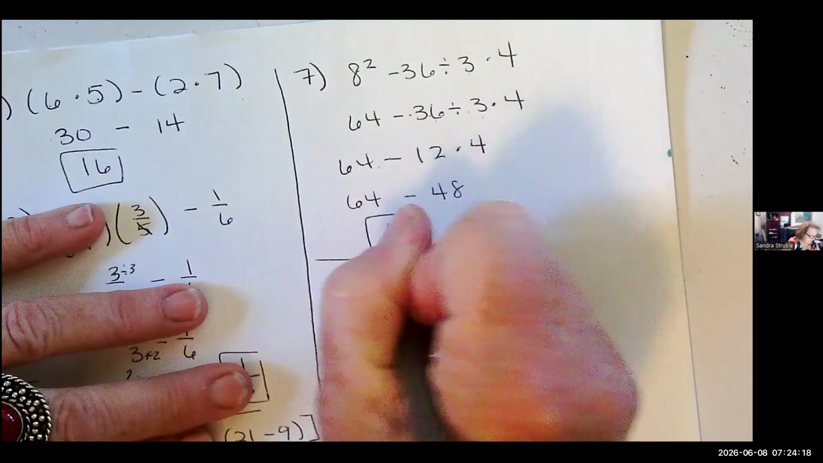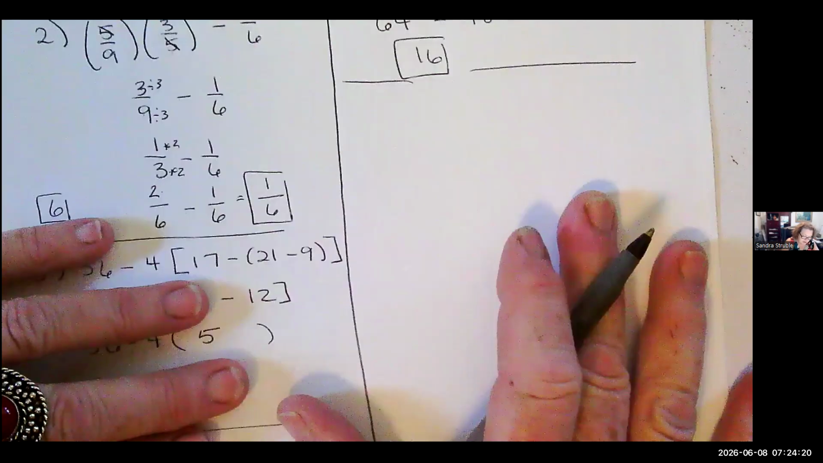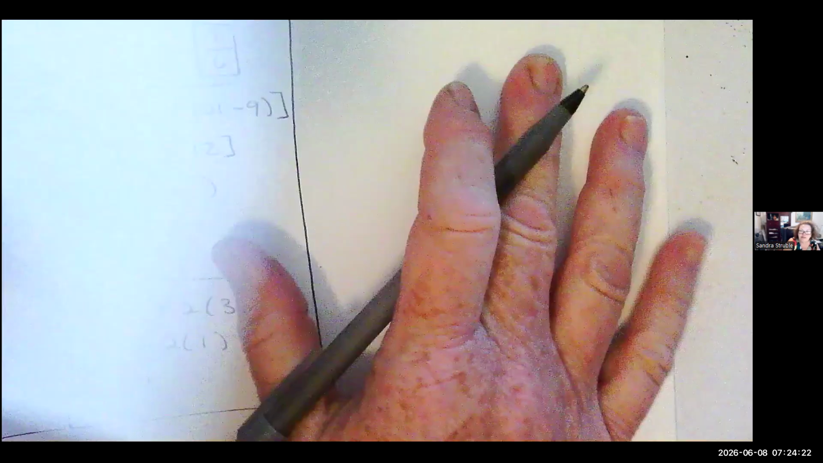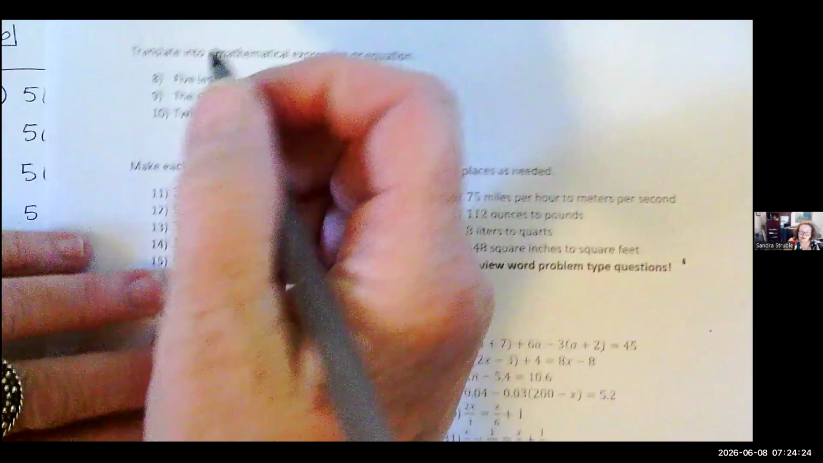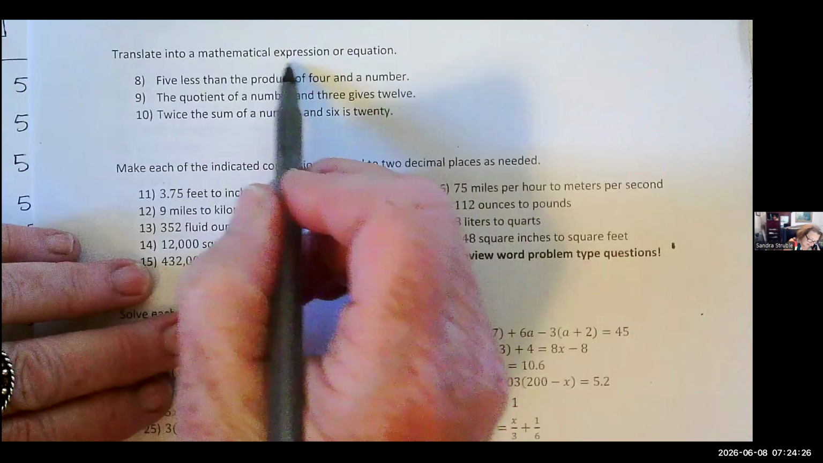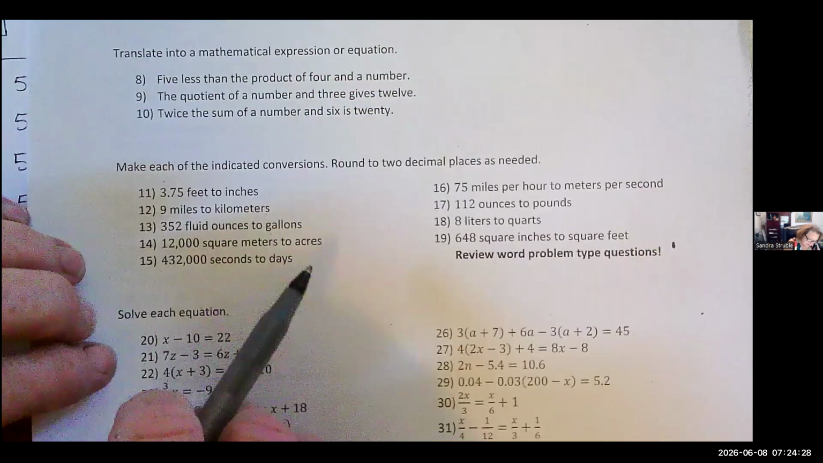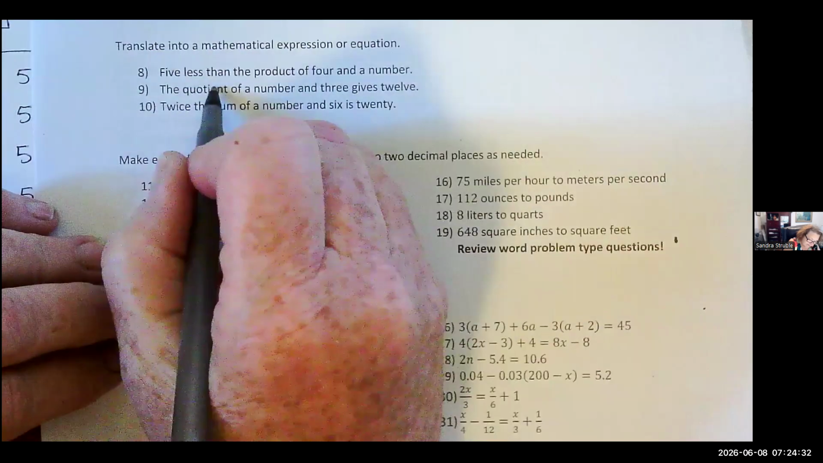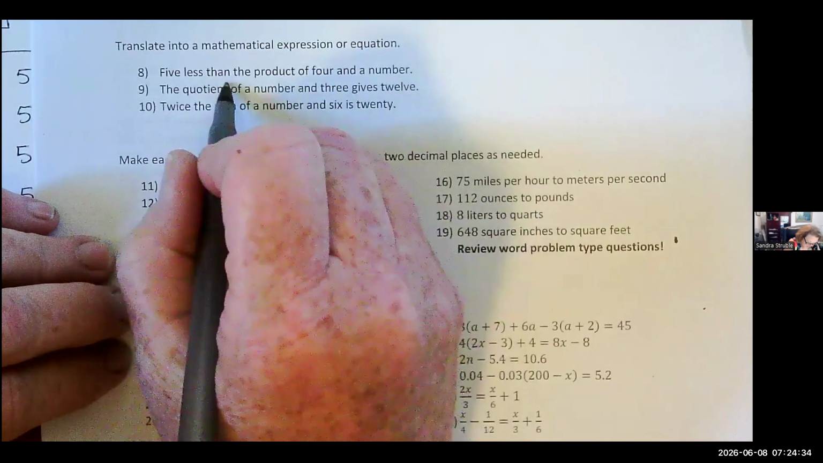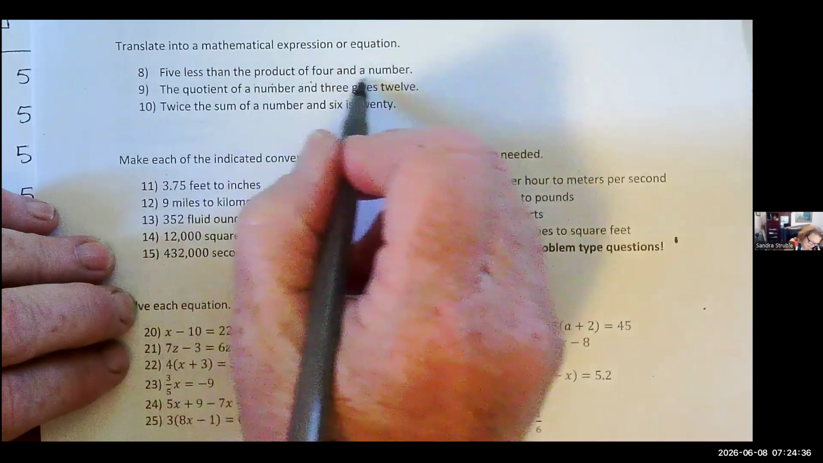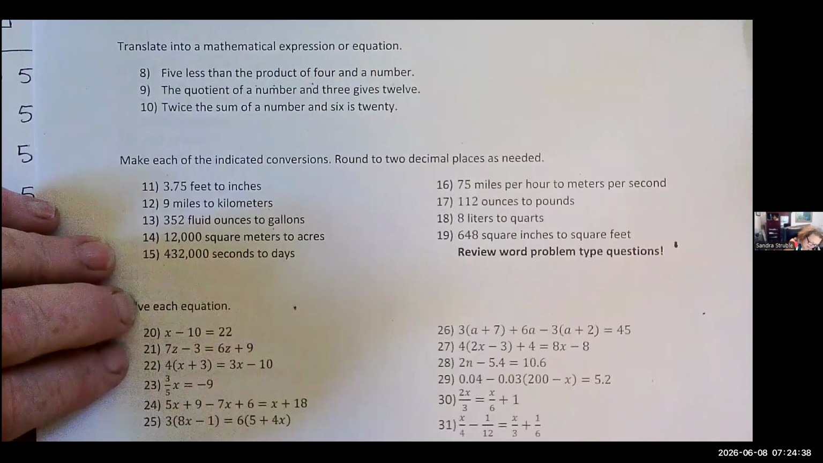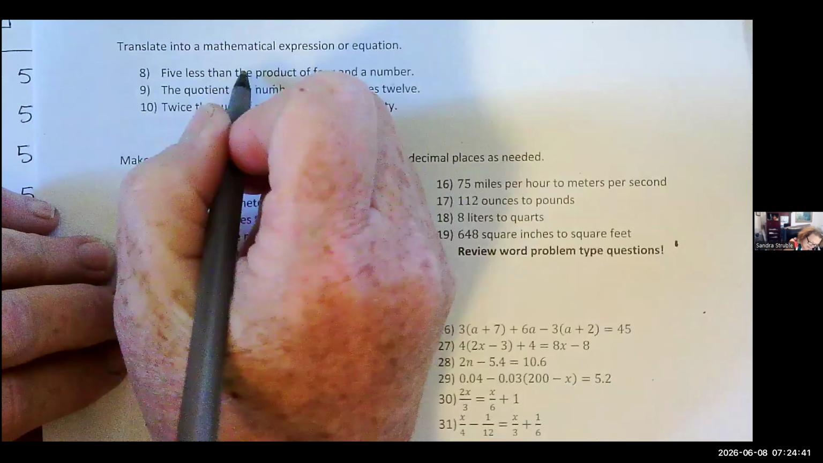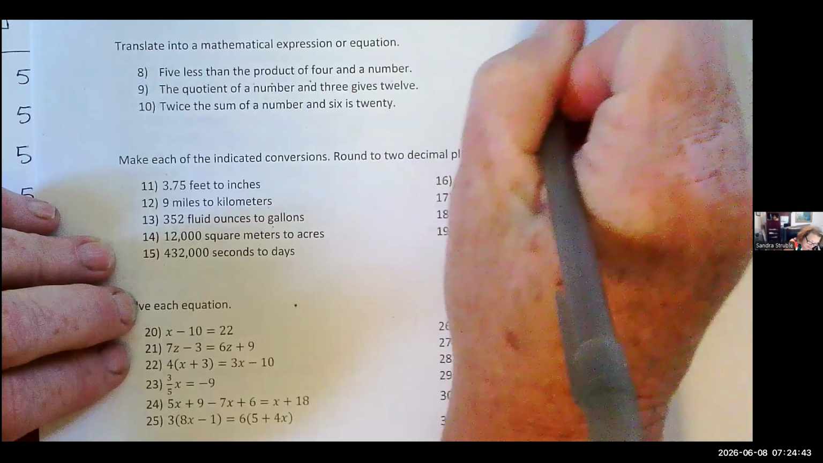All right. For this next one, I'm going to show you the words. Translate into a mathematical expression or equation. It says 5 less than the product of 4 and a number. Okay, remember less than means we need to flip where it is. So it's going to be 5 less than whatever else comes out.